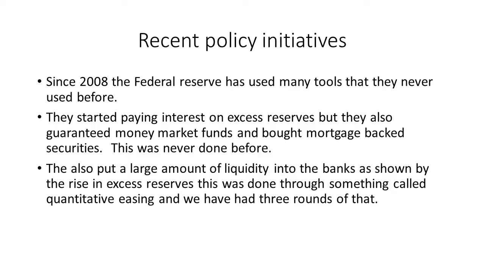What have been some recent policy initiatives? Well, since 2008, the Federal Reserve has used many tools that they have never used before. And this is only a few. They started paying interest rates on excess reserves, but they also guaranteed money market funds and bought mortgage-backed securities. Those money market funds, most were not in banks, so they were actually guaranteeing money market funds of private companies, not banks. They bought mortgage-backed securities. They had never done that before. These were risky securities, to say the least, and so they bought them under something called the Toxic Asset Relief Program. Again, never did this before.